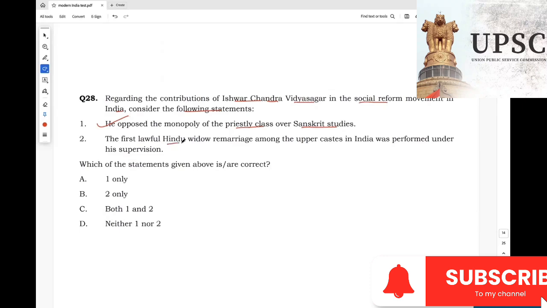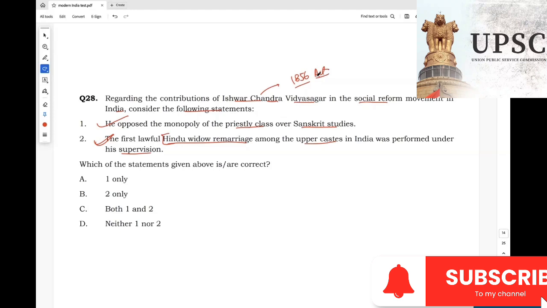The first lawful Hindu widow remarriage among the upper caste in India was performed under his supervision. Yes, lawful Hindu widow remarriage. He's the one who is responsible for the 1856 Act. So the person who actually helped the passage of this act will obviously perform the widow remarriage.